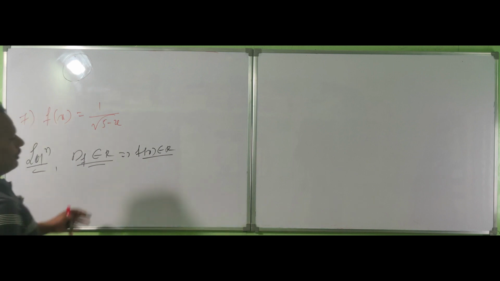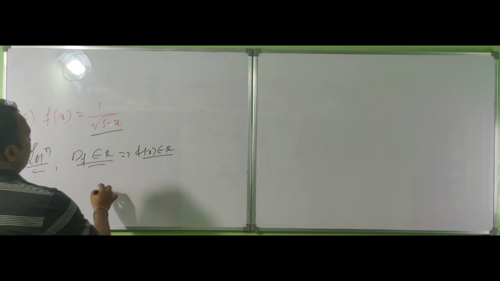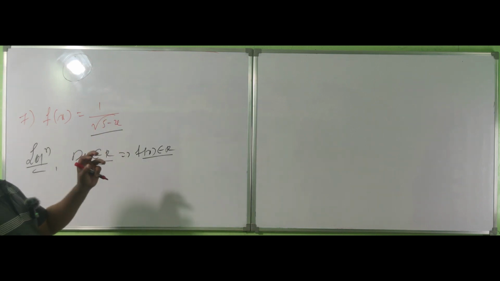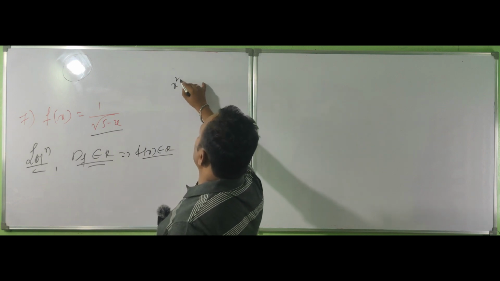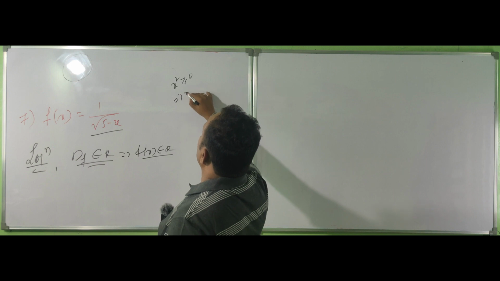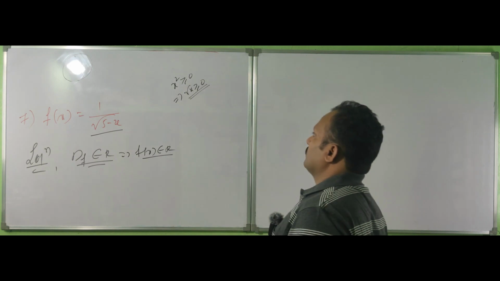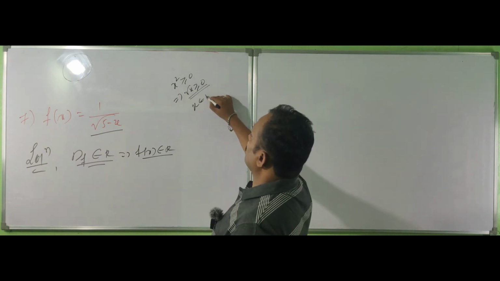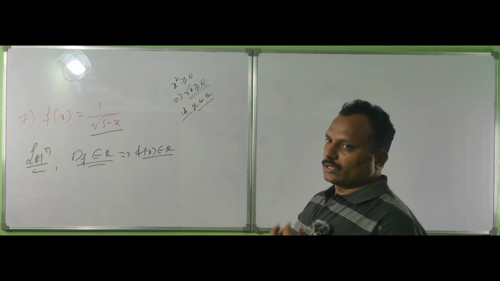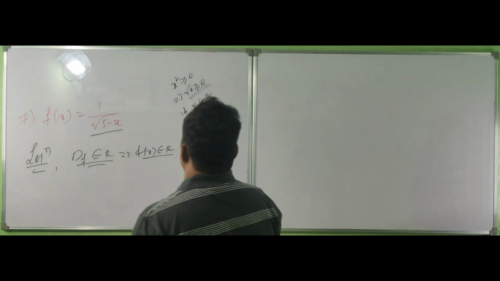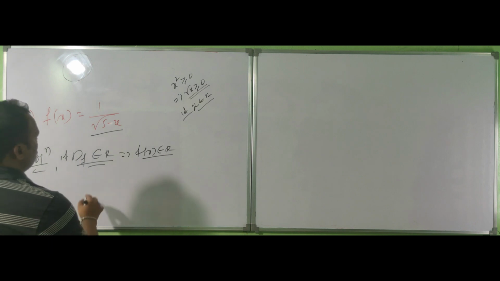If this is true, then root of this will be a positive number. Again I am telling, if x square is greater than or equal to 0, it implies root of x is also greater than or equal to 0. If x belongs to R, this is the condition: every square root number is also a positive number.